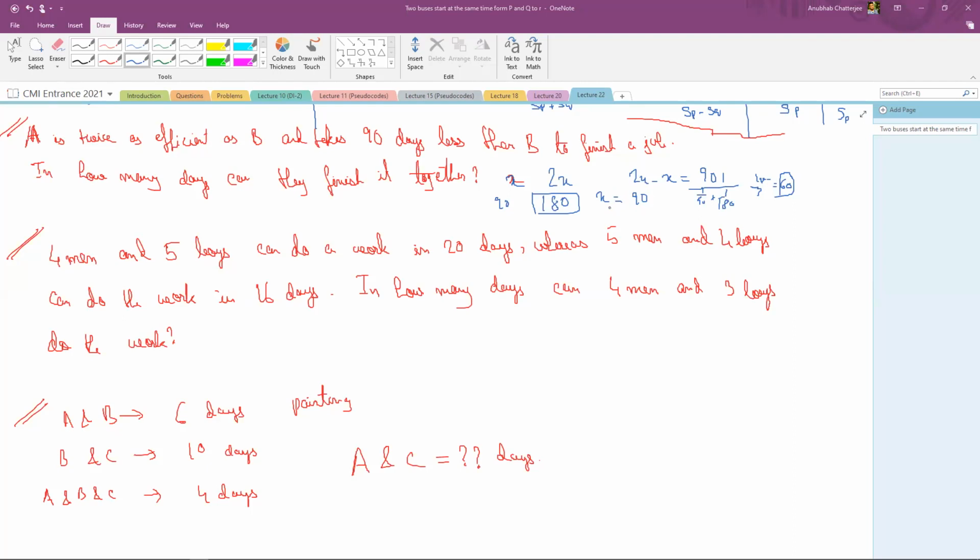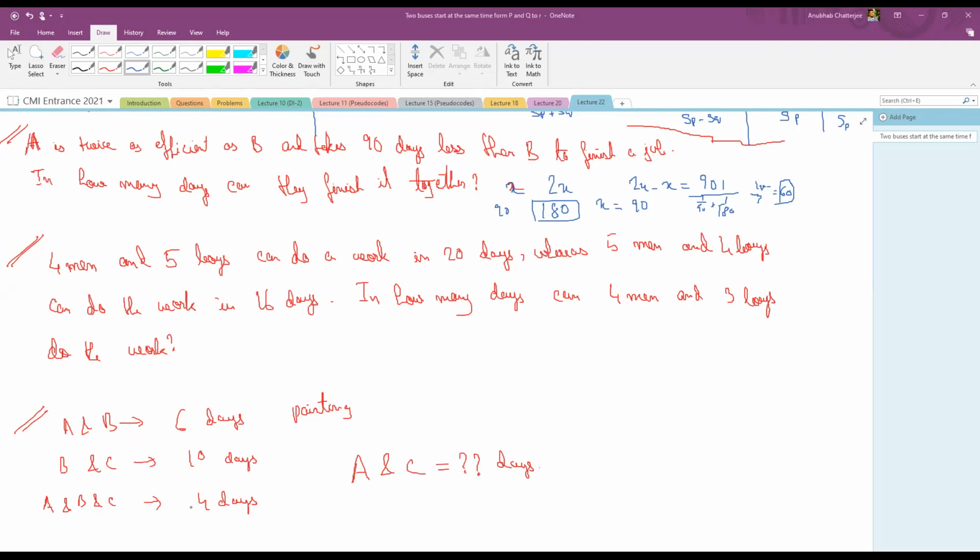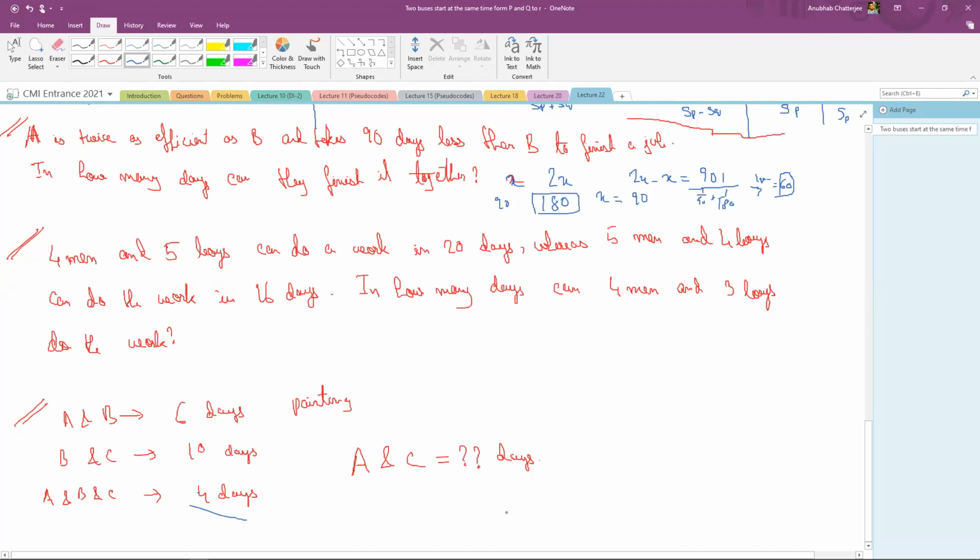Kavita, problem 3, 4 days. Are you sure it's correct? Because if A, B, and C can do it in 4 days, do you think A and C can do it in 4 days? B is not doing any work, you're saying.